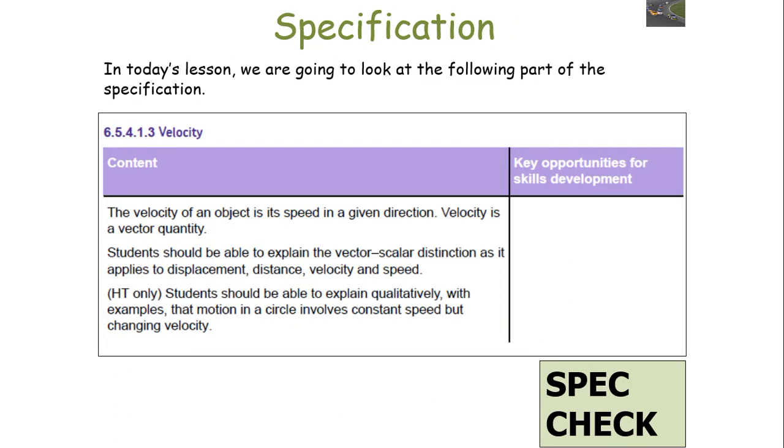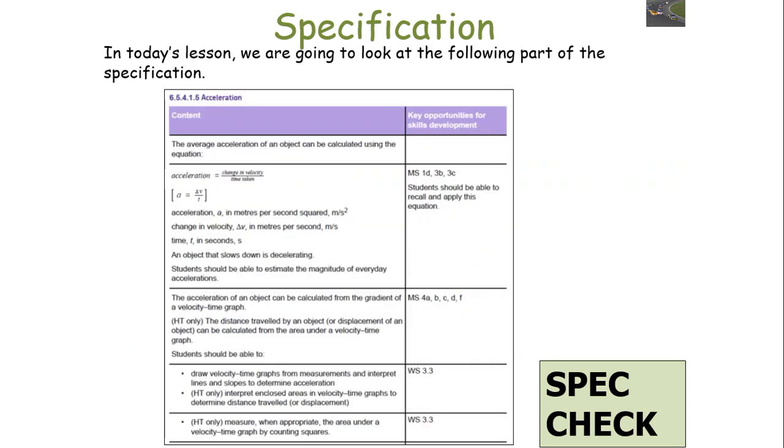So it links into the following part of the AQA Combined Science specification. So it falls into the velocity aspect and the acceleration aspect. And you'll notice in the acceleration aspect of the specification, there's a number of bits on this particular part of the specification where it's higher tier only. So we'll investigate all the different parts in today's lesson.